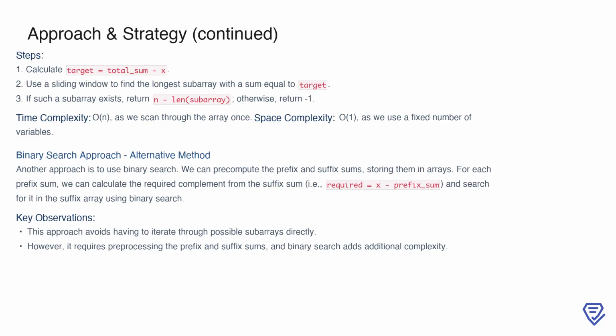Next, we use a sliding window technique to identify the longest subarray with a sum equal to this target. The sliding window allows us to efficiently adjust the size of the window while maintaining a running sum. If we find such a subarray, the minimum number of operations required to reduce x to 0 is simply the total number of elements, n, minus the length of the subarray. If no such subarray is found, we return -1.